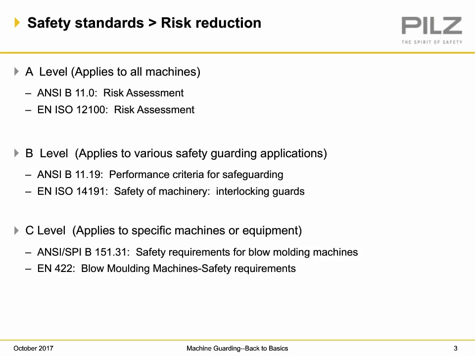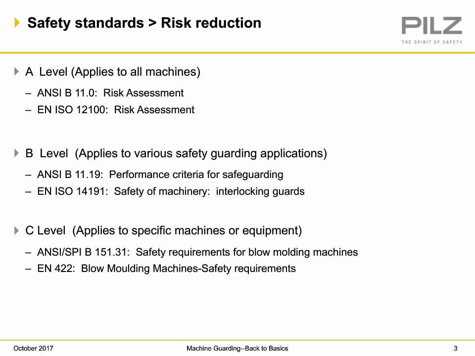Safety standards, risk reduction. This is part of the application where this helps give you guidance. There are three levels of the safety standards. A level basically deals with risk assessments. In the United States, it's ANSI B11.0. If you're designing machines going into Europe or you're within Europe, you rely on EN ISO 12100. Again, risk assessment. They are somewhat similar in application and guidance.